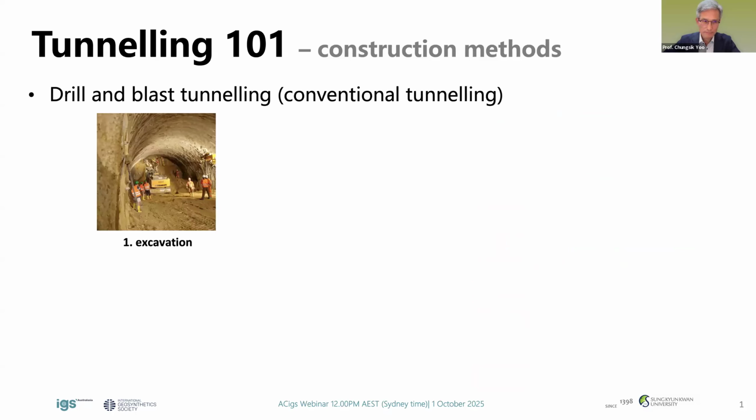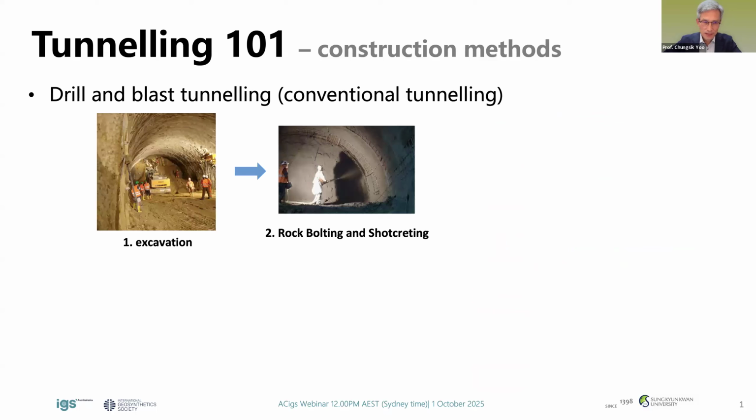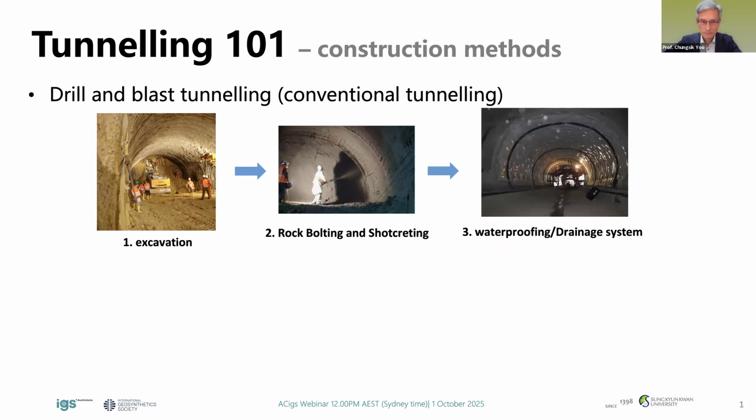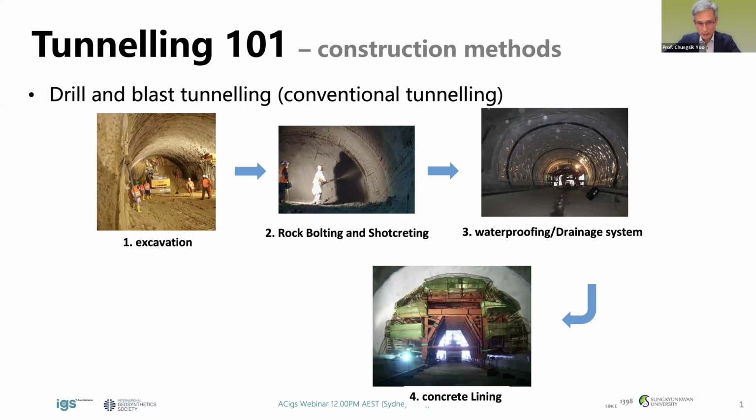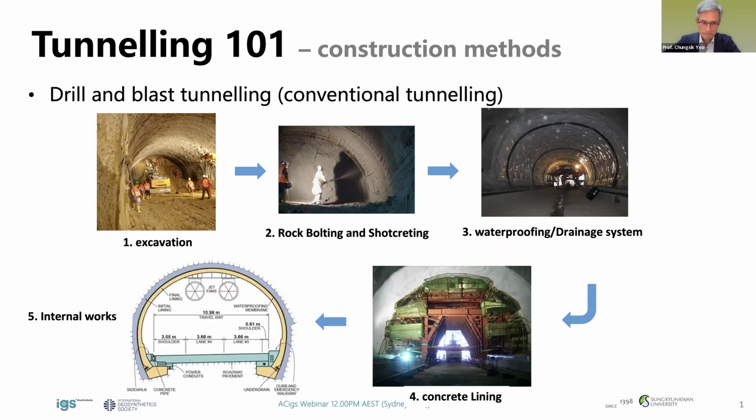You excavate and install shotcrete and or rock bolts. And here the geomembrane with or without drainage layer encapsulate the shotcrete area before the concrete lining placement. And then you install the concrete lining. And then internal works are done. Okay, so this is a step-by-step procedure for conventional tunneling.